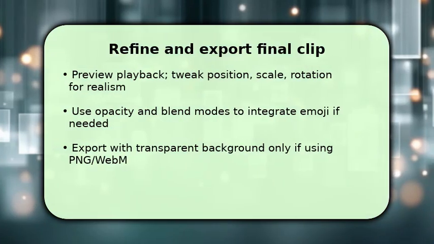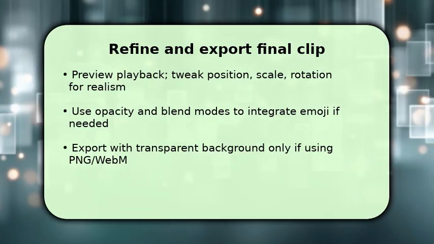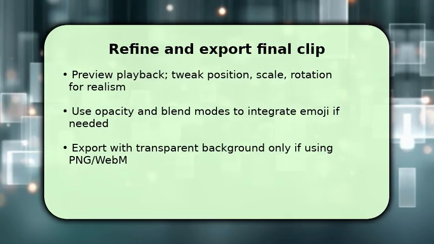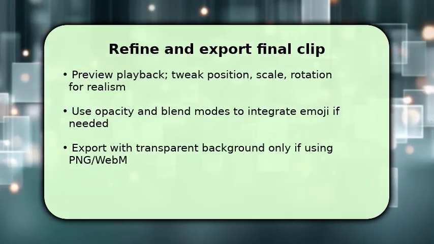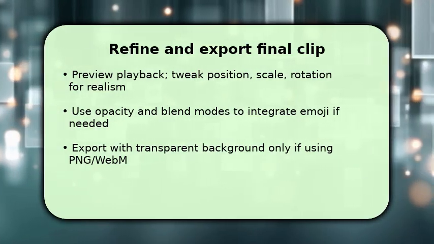To finish, play the sequence and make final tweaks to position, scale, and rotation so the emoji sits naturally in the frame. These small adjustments affect realism a lot. Once satisfied, reduce opacity or try blend modes to match lighting and color. This helps the emoji look part of the scene.